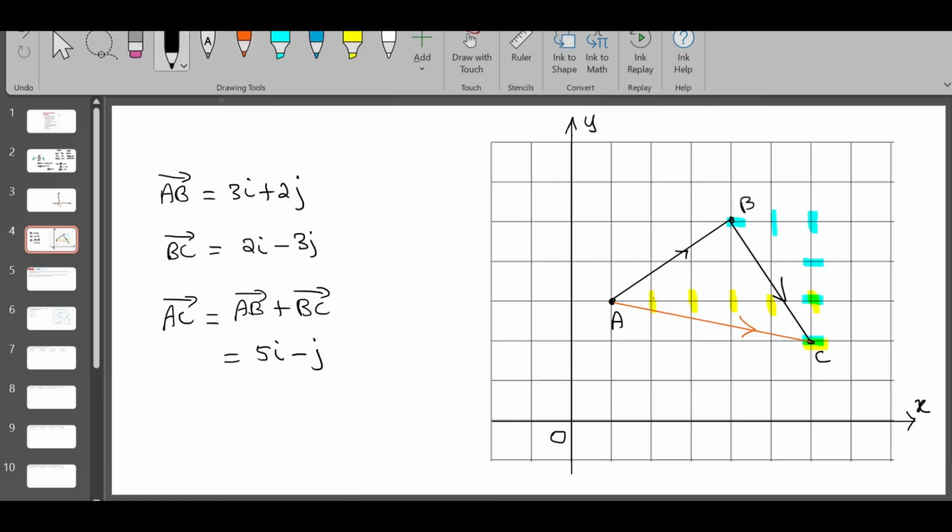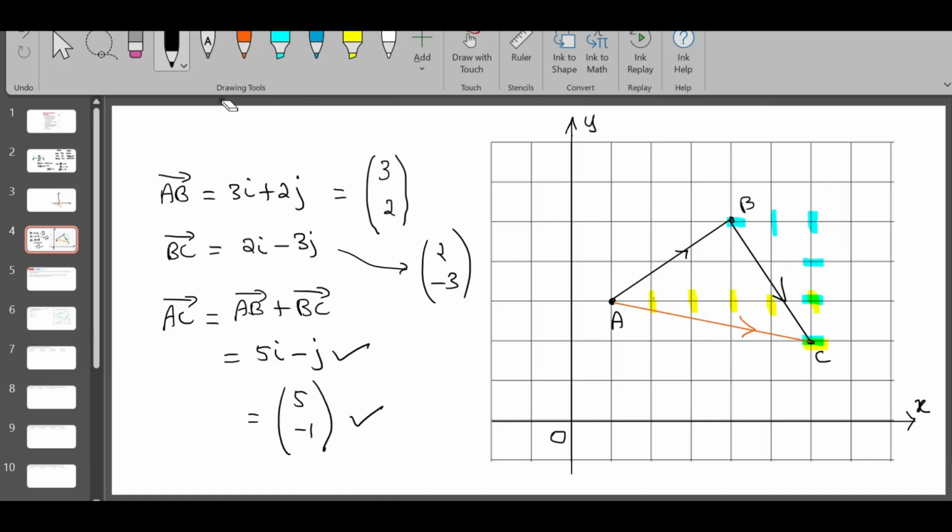So you can write this vector using i and j, or you can write this using a column matrix. Just put a long bracket, write 3, 2, don't put i and j, just put the numbers. For BC, it's 2, minus 3. For AC, it's 5, minus 1. Both are correct. The first one using i and j, the second one using column matrix. That's how we denote the vectors.